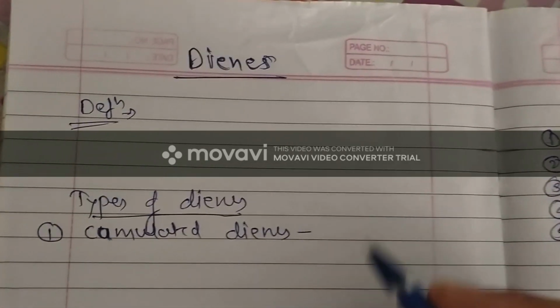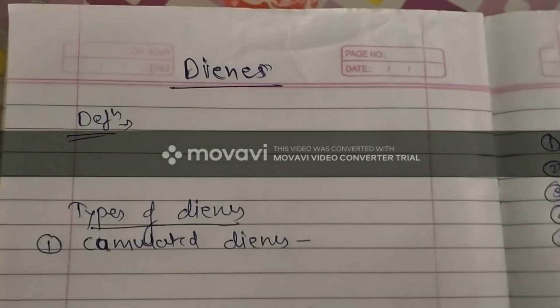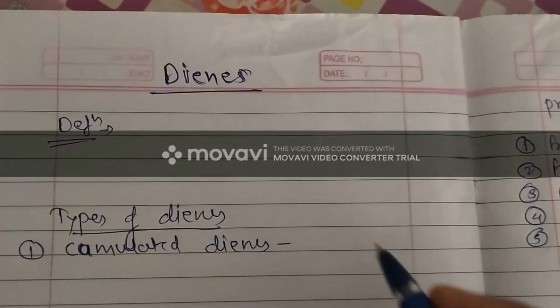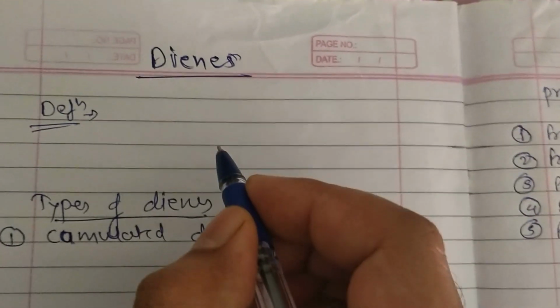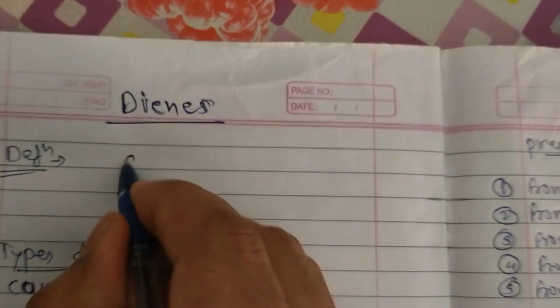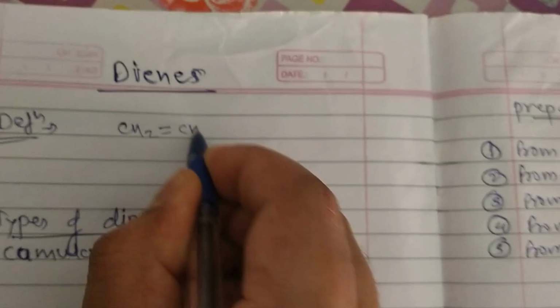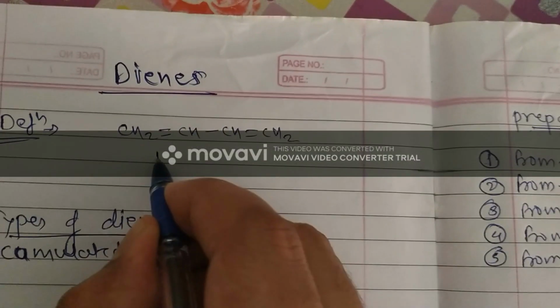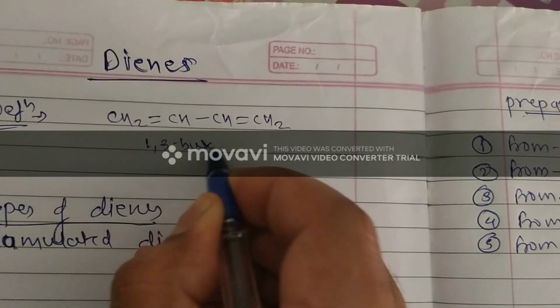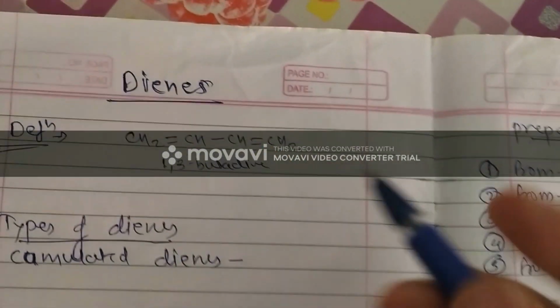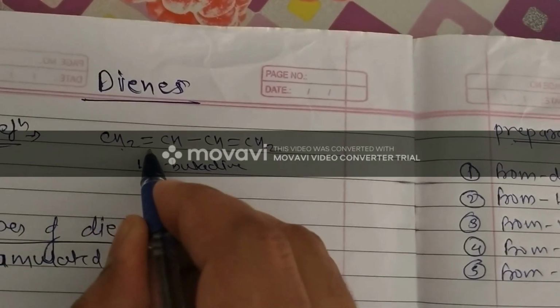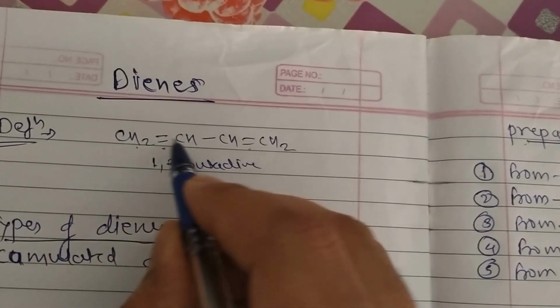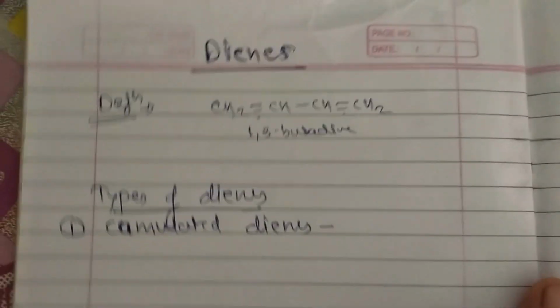Now we can see the dienes. What are dienes? Dienes are hydrocarbons which contain two double bonds in a molecule, and they are also called alkadienes. For example, CH2=CH-CH=CH2. This molecule is 1,3-butadiene. The butadiene means this molecule contains two double bonds, and a compound containing two double bonds is called a diene.